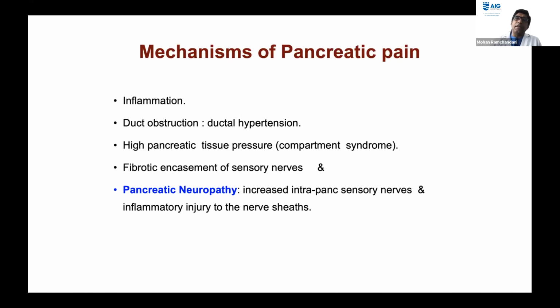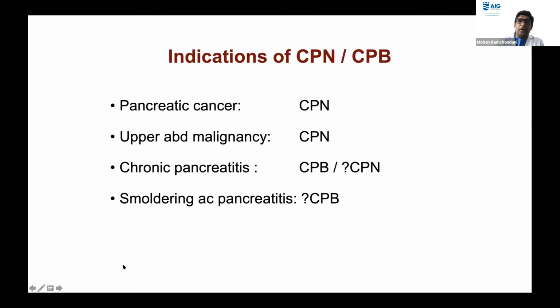So most commonly, the celiac block is used in pancreatic type of pain. And as we know, pancreatic pain is multifactorial, so the approach will be multifactorial. You need to see not only the ductal obstruction, where ERCP and ESWL are the mainstay of treatment, but the majority of patients have a wiring problem rather than a plumbing problem. These patients who have normal duct anatomy have pain, or those who have long-term pain because of the malignancy, have pancreatic neuropathy, and there is an increased intrapancreatic sensory nerve and inflammation of the nerve sheath causing this pain. And this pain can be tackled by the CPN or CPB.